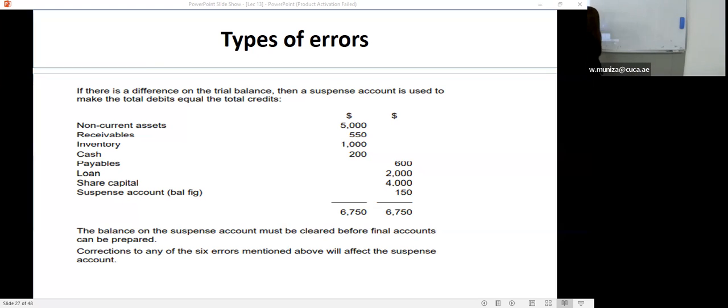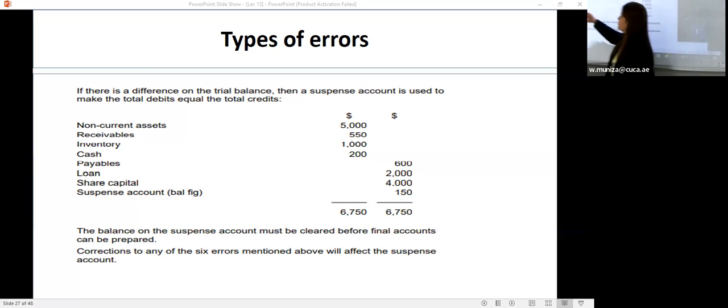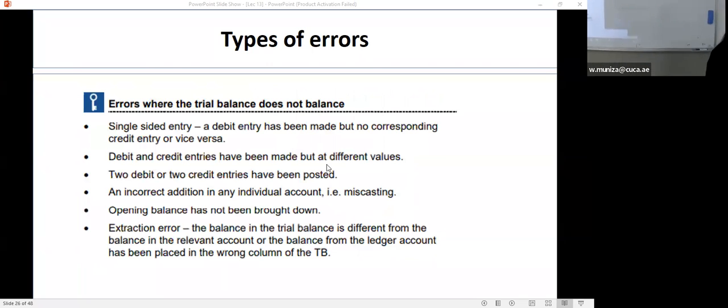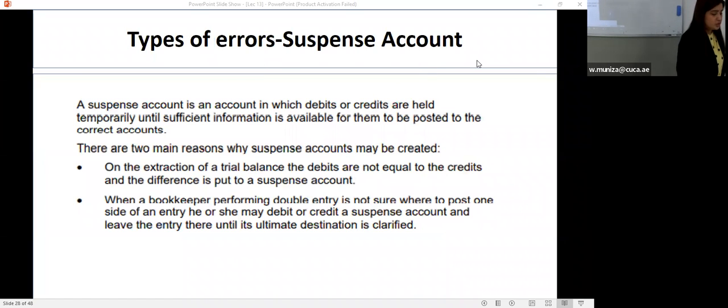Say, for example, this is a trial balance being given in which the debit was not equal to the credit. So a suspense account has been created, and the balancing figure by which the debits were exceeding the credits has been put on the credit side, so that both the sides are equal. They say the balance on the suspense account must be cleared before final accounts can be prepared. So after making the trial balance, before making the financial statements, this balance has to be cleared after finding the mistake. Corrections to any of the 6 errors mentioned above will affect the suspense account. So whenever you are going to correct these errors, it is going to affect the suspense account and your balance on the suspense account is going to be cleared.